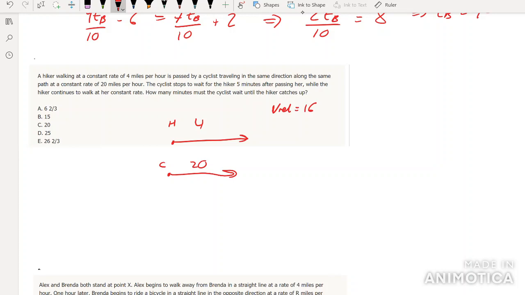So 5 minutes, that's 1/12 of an hour. So in 5 minutes, the cyclist has gone 16 times 1 over 12, so 16 over 12 miles past her. So 4 over 3 miles, so we're just, again, translating. We're at 4 over 3 ahead. This is the cyclist, this is the hiker. While the hiker continues to walk at a constant rate, how many minutes must the cyclist wait until the hiker catches up? Well, okay, now it's much simpler because the hiker's just moving along at 4, so it'd take her a third of an hour, so 20 minutes.